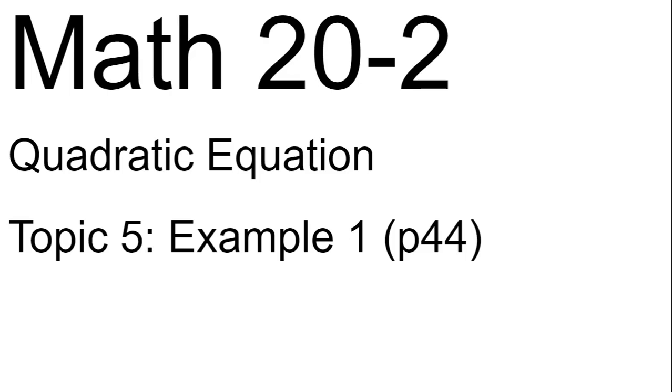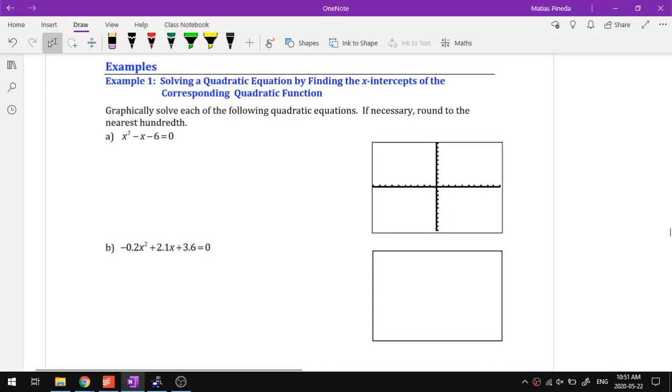This is Math 20-2 Quadratic Equations, Topic 5, Example 1 on page 44 in your workbook. In this example, we're asked to solve a quadratic equation by finding the x-intercepts of the corresponding quadratic function. So we're going to be solving these graphically, which means we're going to graph it using our graphing calculator. And then we're going to use the graphing calculator to find the x-intercepts. So the x-intercepts are the locations where the graph is crossing the x-axis.